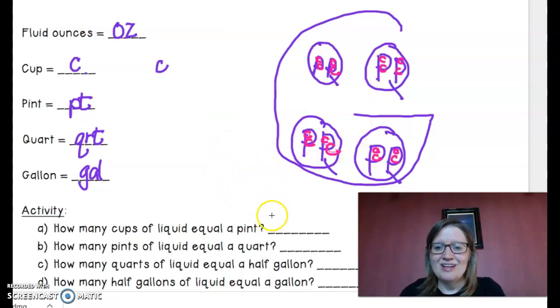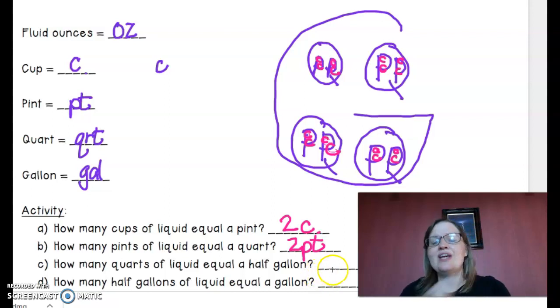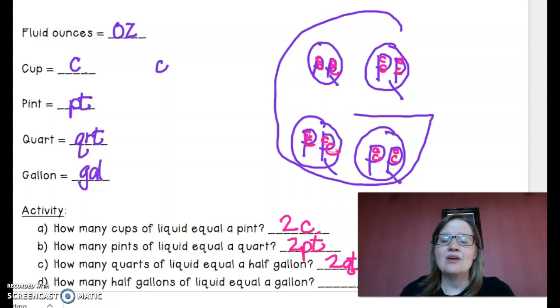Now, we're going to answer a few questions. How many cups of liquid equal a pint? I want you to think about it. Pause, fill these out, and then we will answer them, okay? So how many cups of liquid equal a pint? 2 cups, and we're going to label it. How many pints of liquid equal a quart? 2 pints equal a quart. How many quarts of liquid equal a half gallon? 2 quarts equal a half gallon.